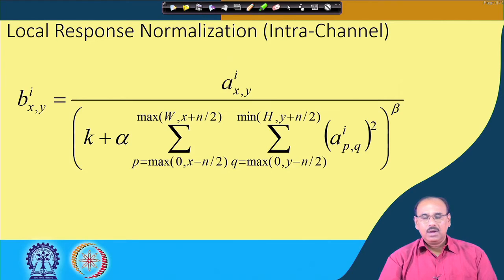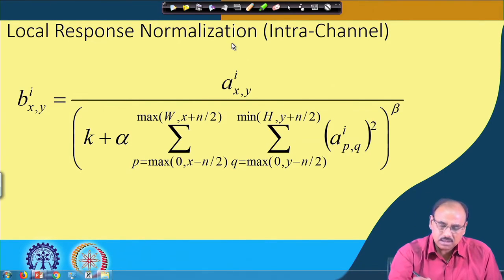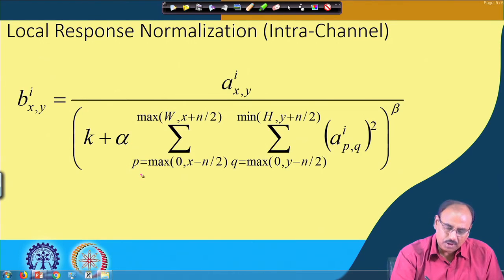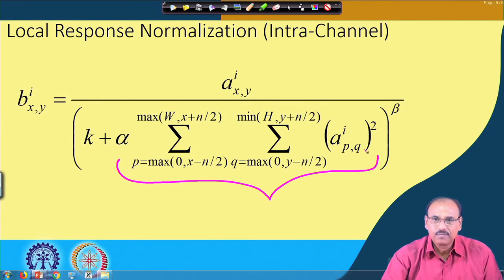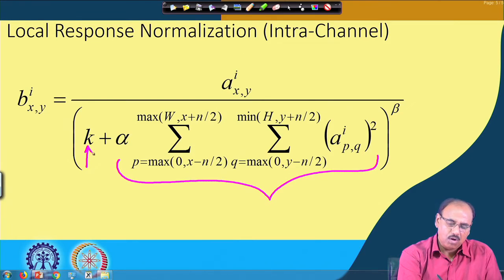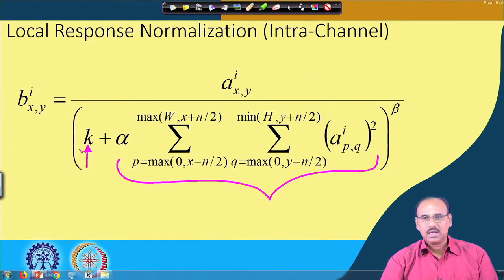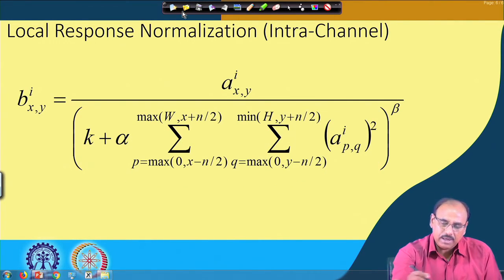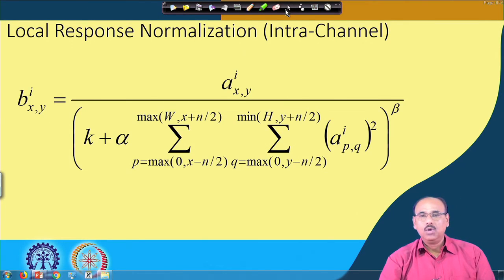Why k is used is to avoid division by 0. In case the summation term within this factor becomes 0, k is a very small positive value. So k takes care of the fact that I don't encounter any situation of division by 0. And you find that k and alpha are hyperparameters, which have to be chosen by the designer.